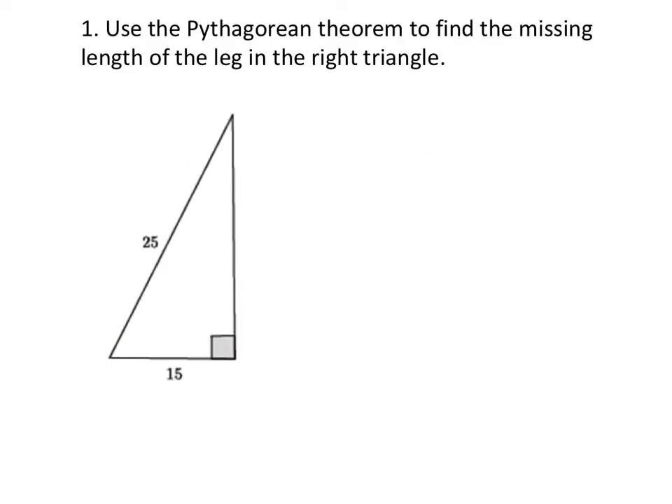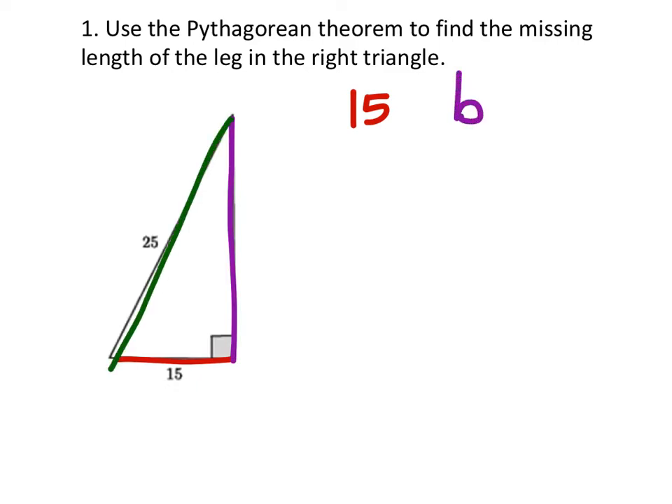Use the Pythagorean theorem to find the missing length of the leg in this right triangle. So, again, you could use the squares on this one, but the difference is we're trying to find a leg. So I've got this leg, which is at 15. Then I've got this unknown leg right here, which I'm going to say is b again. And then I've got the hypotenuse at 25. So the Pythagorean theorem says if I square those two legs and add them together, I should get the hypotenuse squared.